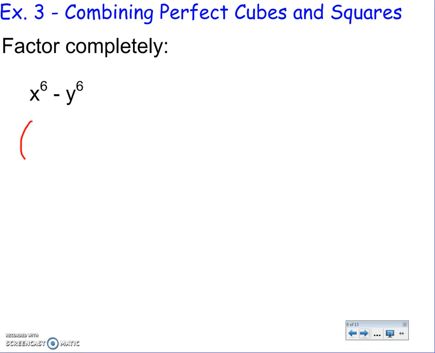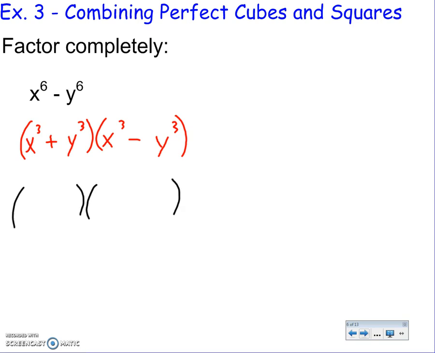So I'm going to take the square root of both of them. Square root of x cubed is x cubed. Square root of y to the 6th is y cubed. Positive, negative. Now this left side is the sum of perfect cubes. The right side is the difference of perfect cubes. So for both of them, I got to factor some more.